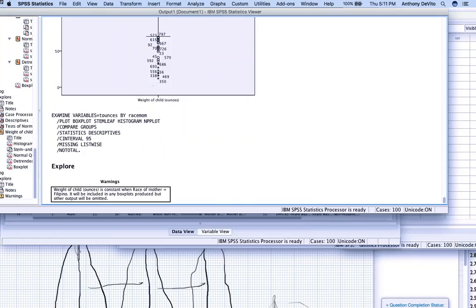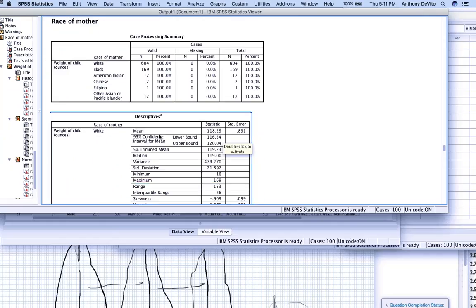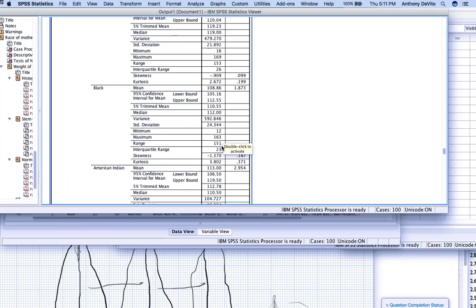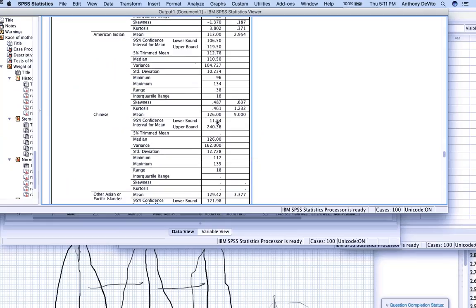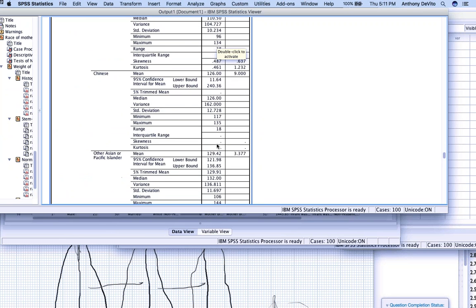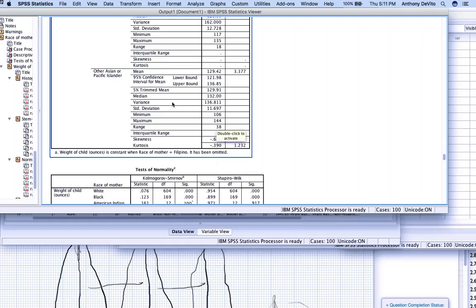And now, my descriptive statistics, let's see. The average birth weight of the child for white mothers was 118 ounces. For Black mothers it was 108. For American Indian, it was 113. For Chinese, it was 126. That's big babies, eh? Wow. For Asian Pacific Islanders, 129.